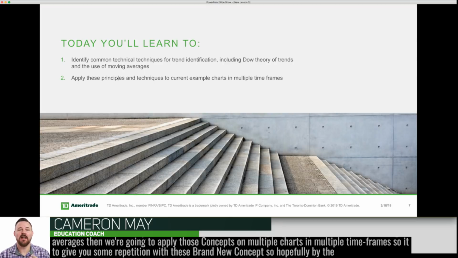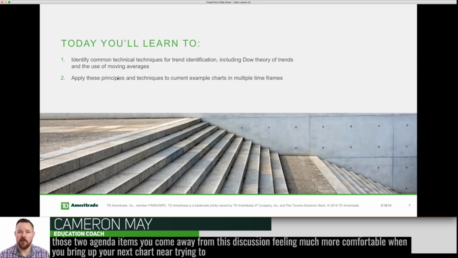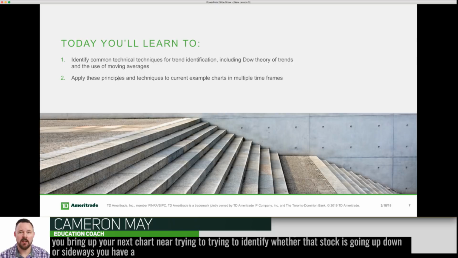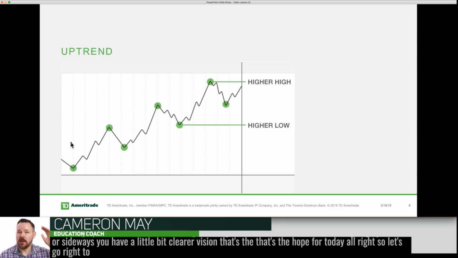Hopefully by the accomplishment of those 2 agenda items, you come away from this discussion feeling much more comfortable when you bring up your next chart and you're trying to identify whether that stock is going up, down, or sideways. You have a little bit clearer vision. That's the hope for today. All right, so let's go right to our trend identification.